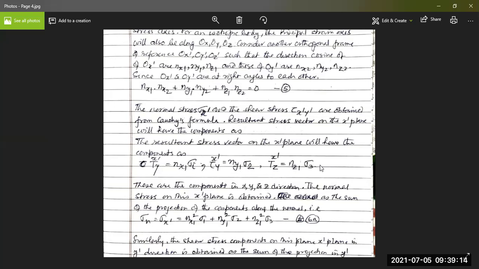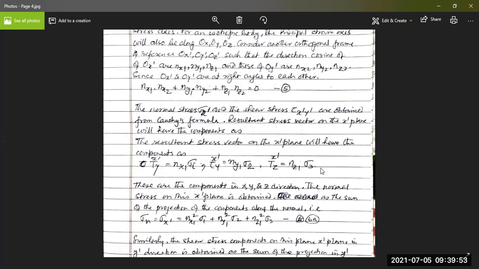Now, our new coordinate axes OX dash, Y dash, Z dash keep their origin at O itself, but are shifted from the principal axes to a certain extent, and the angles subtended with OX, OY, and OZ we have already defined as direction cosines nx1, ny1, nz1, etc. Now, the principal stresses sigma 1, sigma 2, sigma 3 have components along the axes OX dash, OY dash, and OZ dash.